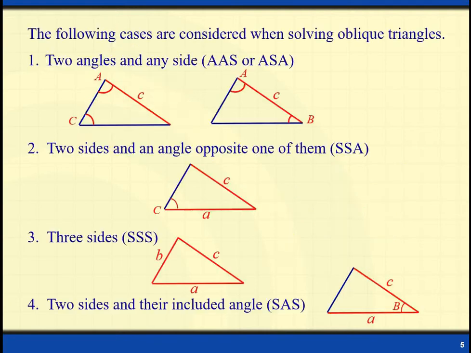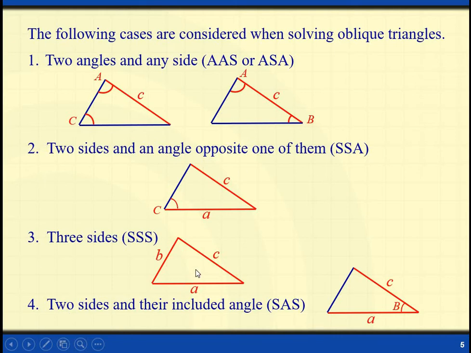Now, the following cases are considered when solving oblique triangles. There are four conditions. Number one, AAS, or angle, angle, side: an angle, a side, and an angle is given. Number two, two sides and an opposite angle of them is given. Number three, three sides are given. And number four, two sides and their included angle is given.